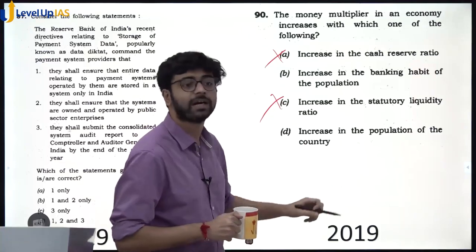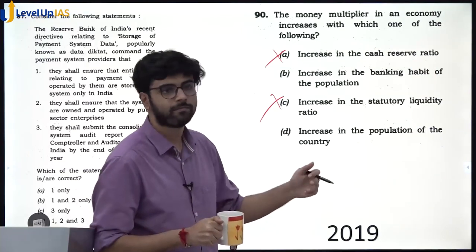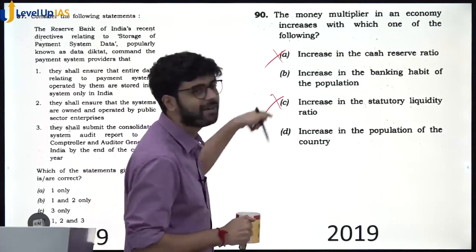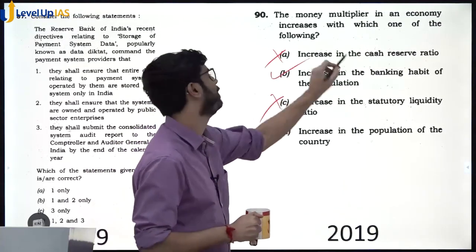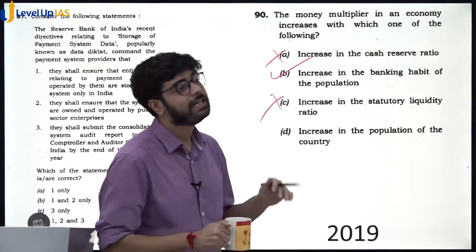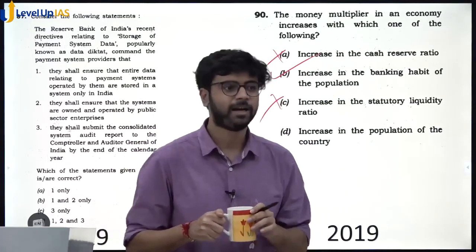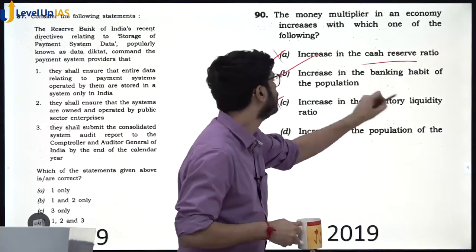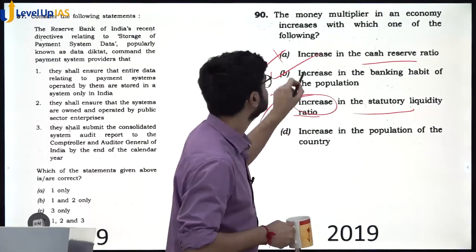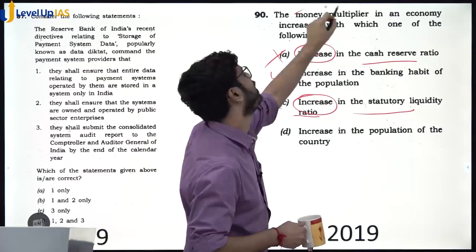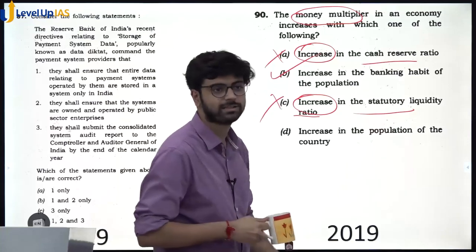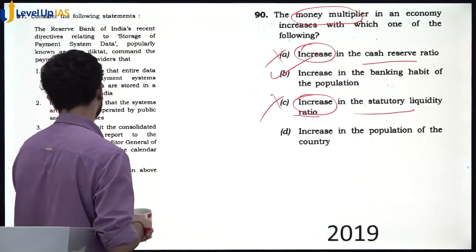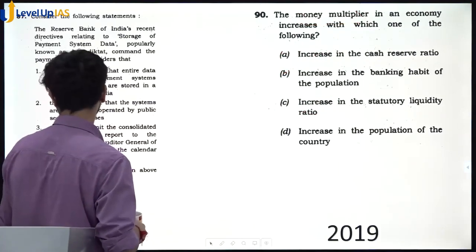Increase in the population of the country might be true, because with more people there is more money, but they should be in the banking system, yes or no? You remember the trail which we did? So, increase in the banking habit of the population. Very conceptual. Now imagine you don't know the concept of money multiplier. How will you solve this? For this, you need to know what CRR is, what SLR is, what an increase in CRR and SLR means, and what the money multiplier is. Then only you will be able to answer this. Concepts, only concepts are asked.